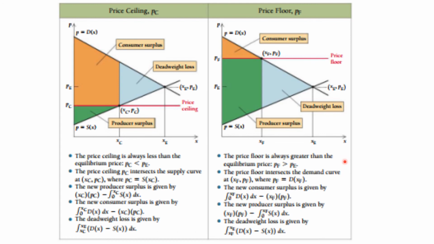So just to summarize what's in the table, the price floor is always greater than the equilibrium price. The price floor intersects the demand curve at (XF, PF), where PF is equal to the demand at XF. And the new consumer surplus is given by the difference between this rectangle and this integral. The new producer surplus is given by the difference between this rectangle and this integral, and the deadweight loss is given by this calculation here.